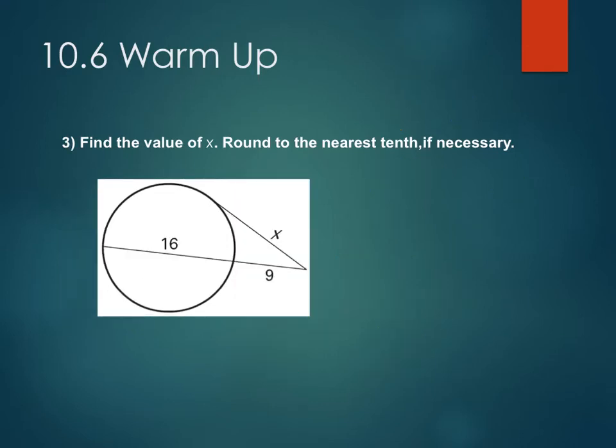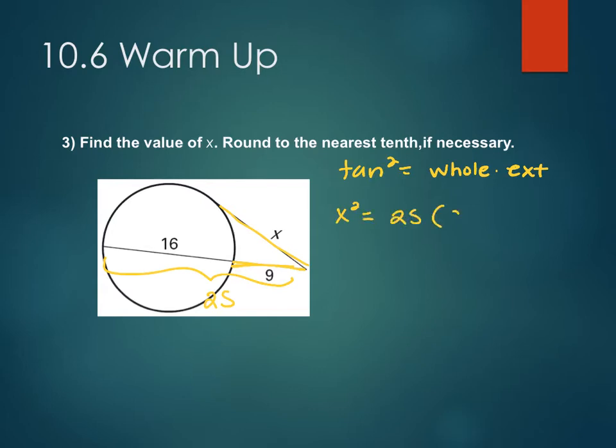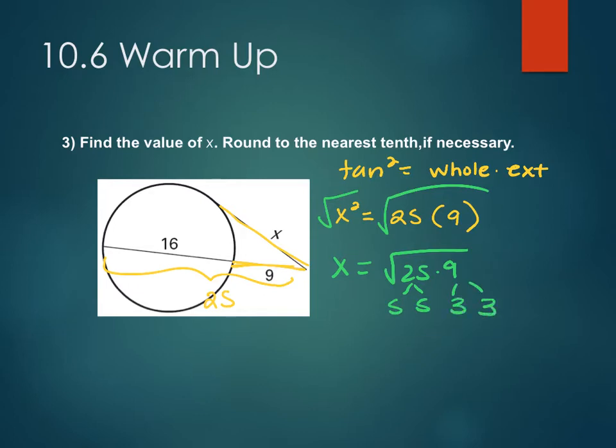All right, this is a tangent and a secant. So the rule is tangent squared equals whole times external. Whole here would be 25. External is 9. Tangent's x. So x squared equals 25 times 9. And then I'm going to have to square root both sides. So listen, we could multiply out 25 and 9, but remember, we're going to have to square root it anyways. So you might as well just square root and square root, and it's 15. Good on that one?